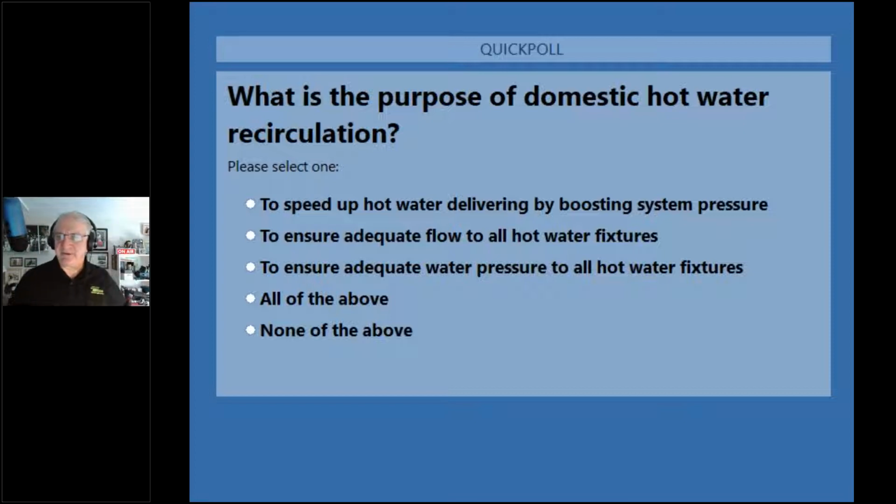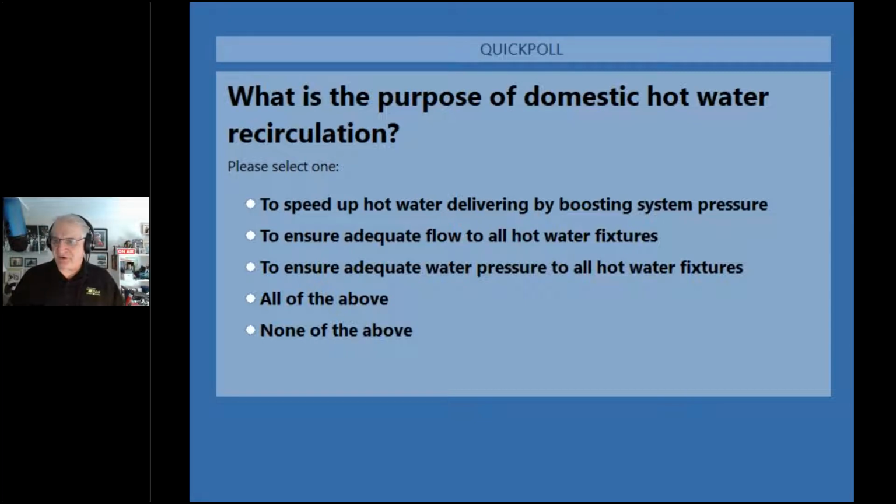Okay, terrific. Let's close the poll. Actually, before we do that, I just want to give you guys a round of applause. 41% of you chose none of the above, and that is the correct answer. Okay, that is the correct answer.